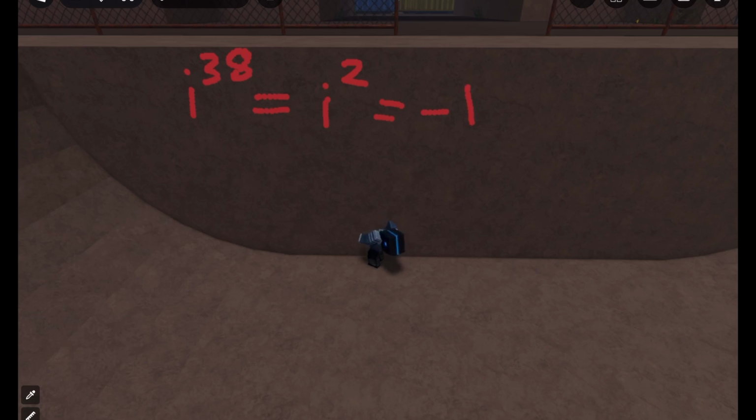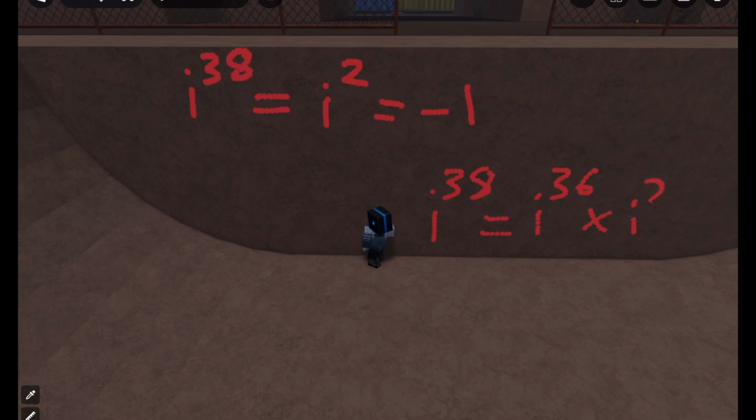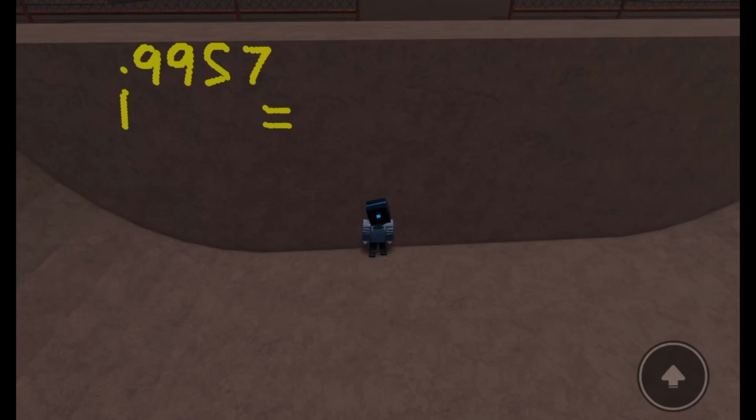To do this without a calculator, you can just realize that i to the 38th is just equal to i to the 36 times i to the 2nd power. And i to the 36th is just 1, because 36 is divisible by 4. So i to the 38th equals 1 times i squared. That means it's i squared, which is just -1. Let's move on to our final problem of the day. This is the problem in the thumbnail.